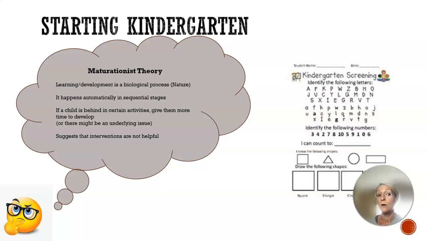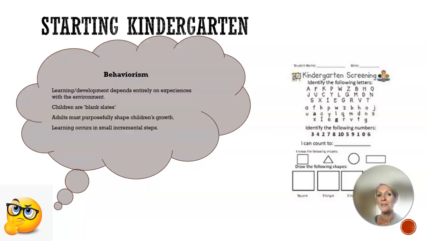So if this were someone's theory, and the situation was this 5-year-old scored a lot lower than their peers on a kindergarten screening, their recommendation would be wait another year. If you've heard of kids being redshirted or held back a year, starting a year late, that's a maturationist theory. Like learning, this is a biological process. By next year, they'll be ready for kindergarten.